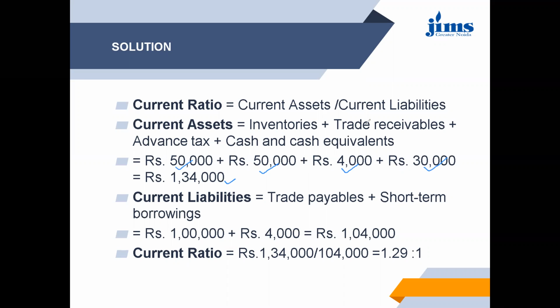Now, then we have to see what are the current liabilities. That is trade payables, which is 1 lakh, and short term borrowings, which is 4,000. So total of current liabilities is 1,04,000. So simply we have to just divide the current assets by the current liabilities. So 1,34,000 divided by 1,04,000 would be 1.29:1.